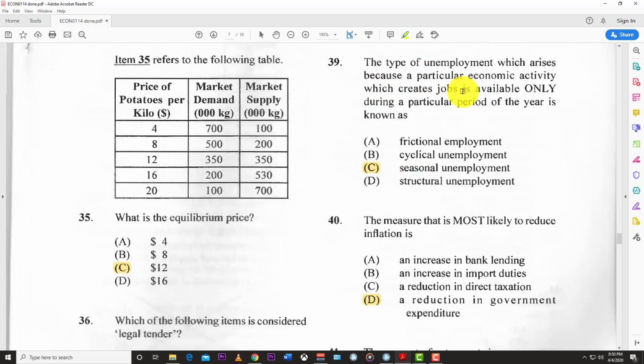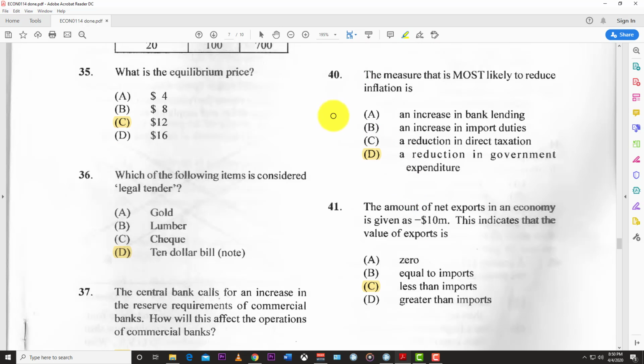39. The type of unemployment which arises because a particular economic activity which creates jobs is available only during a particular period of the year is known as, and the best one here is seasonal unemployment. 40. The measure that is most likely to reduce inflation is a reduction in government expenditure.